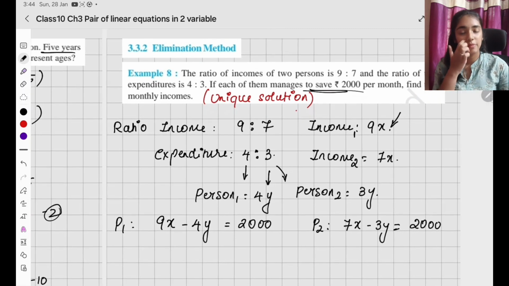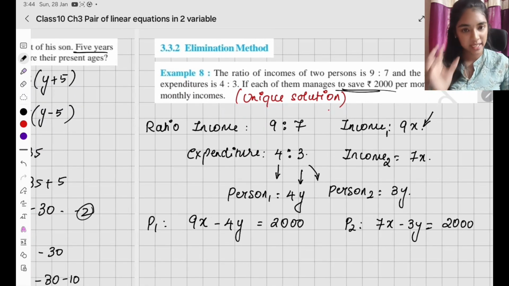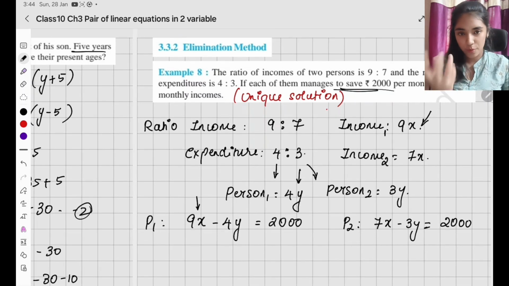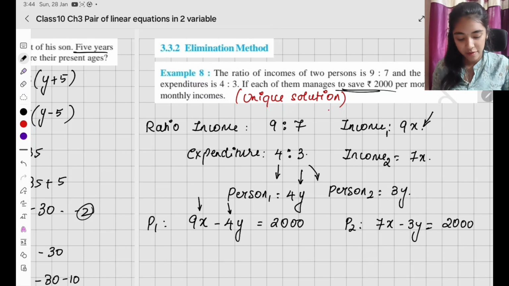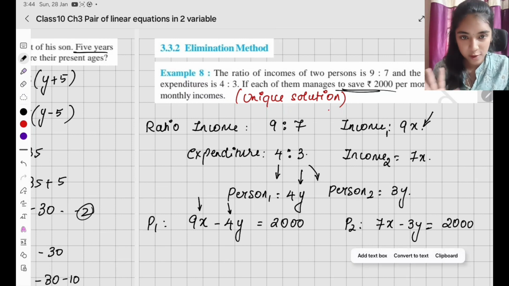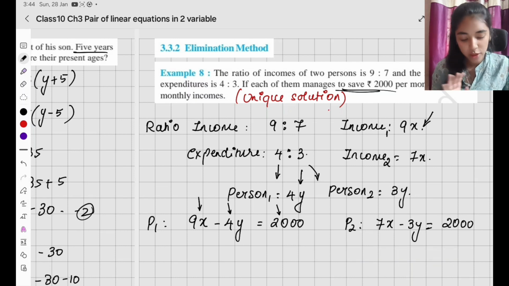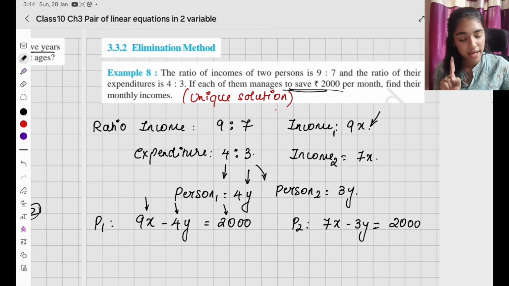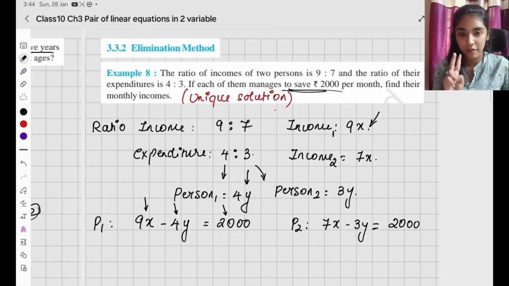Punjada? The first person oda income is going to be 9x and the second person oda income is going to be 7x. First person is earning 9x, 10,000 rupees earn பண்றாரு and he is spending 5,000 rupees னு வெச்சுக்கோ. Okay, இப்போ or he is spending 8,000 rupees. இப்போ 10,000 minus 8,000 என்ன? It is going to be 2,000 is his savings. Okay, that is what is given in the question. If each of them manages to save 2,000 per month, find their monthly income.